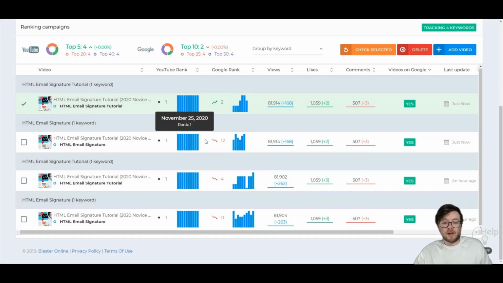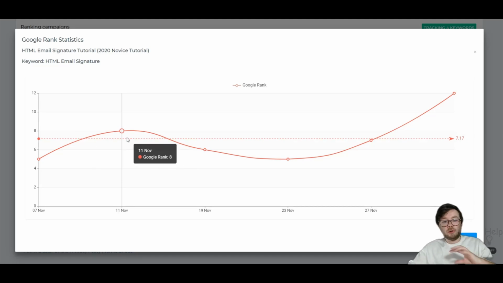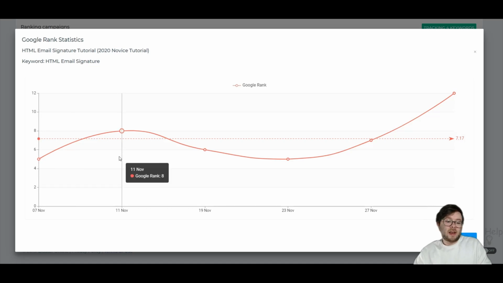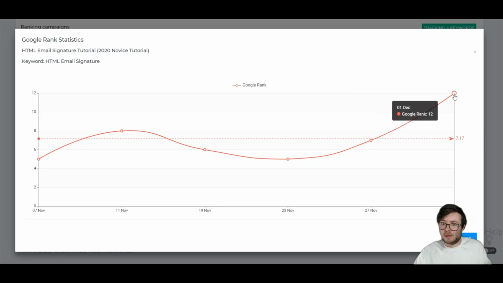And let's have a look over here for HTML email signature. You can see right here, it's all over the place, and this is probably because there's been new competition coming in. So Google's been doing the Google dance and seeing where people fit in best. So again, let's have a look. I started off on Google at number 5, and then I went to number 8, and then number 6, number 5, number 7, and now I've moved to number 12. So whatever's happening on Google, it's pushing my videos somewhere else, which obviously isn't a great thing.